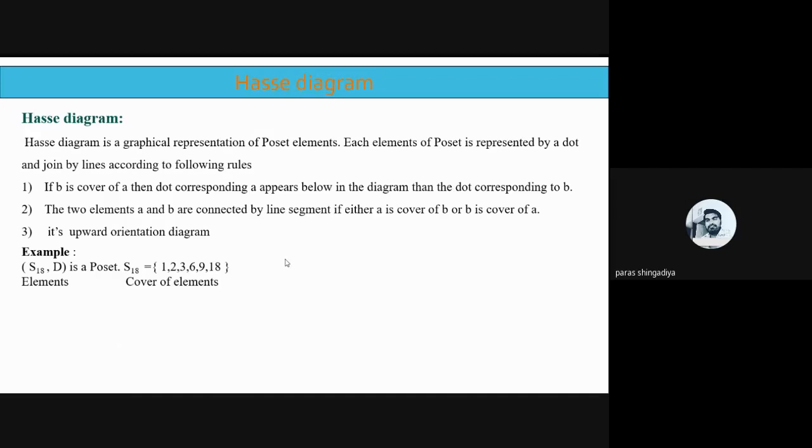The first rule is that if B is a cover of A, then the dot corresponding to A appears below the dot corresponding to B in the diagram. Okay. So here one example is given, (S18, D), that was discussed in the last lab. First you have to identify S18. The 6 entries are 1, 2, 3, 6, 9, 18, and find its cover entries. So 2 and 3 are the cover elements of 1, 6 is the cover element of 2, 9 is the cover element of 3, and 18 is the cover element of 6, and similarly for 9.